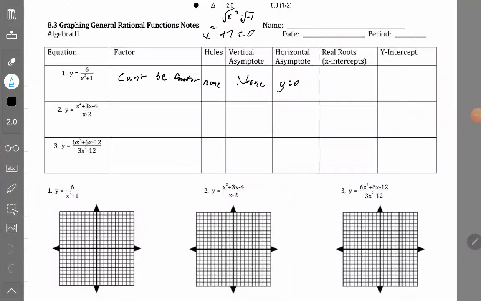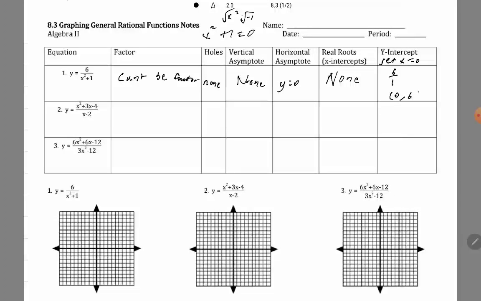Once again, we can't factor it. There are no holes. Vertical asymptote, none. Horizontal asymptote: the bottom degree is bigger than the top degree, so y equals 0. The real roots, your x-intercepts: you set the numerator equal to 0, and we got none. Our y-intercept is when we set x equal to 0. Setting x equal to 0, I get 6 over 1. So (0, 6).